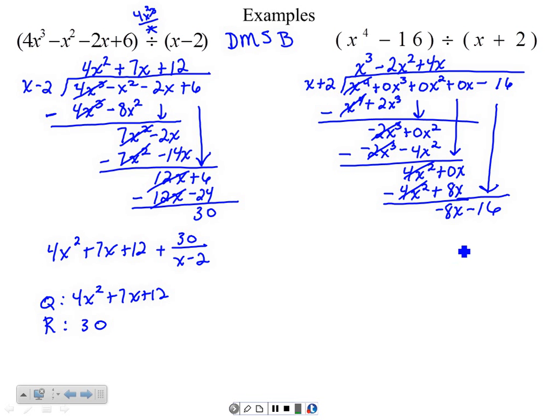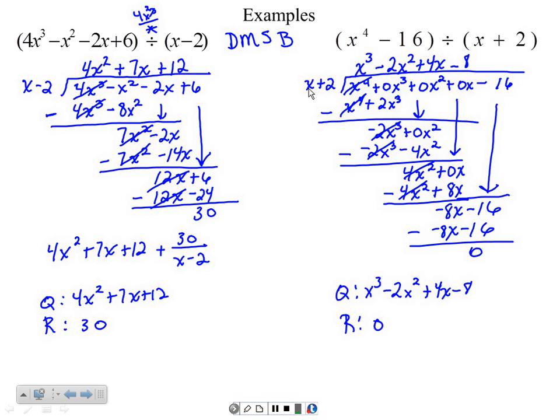Last time. Negative 8x divided by x is going to be negative 8. Multiply around. Negative 8 times x is negative 8x, and negative 8 times 2 is going to be negative 16, and this time when we subtract we get 0. So my quotient, my answer, is going to be x to the third minus 2x squared plus 4x minus 8 with a remainder of 0.